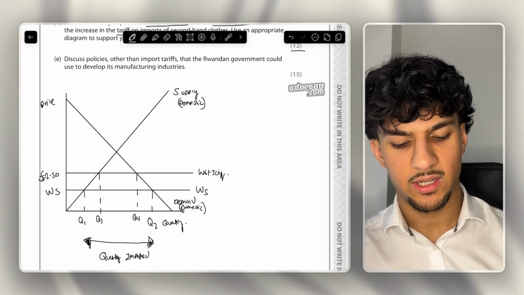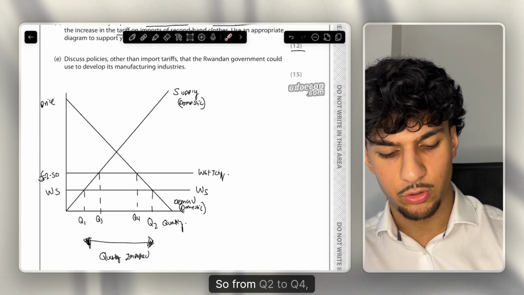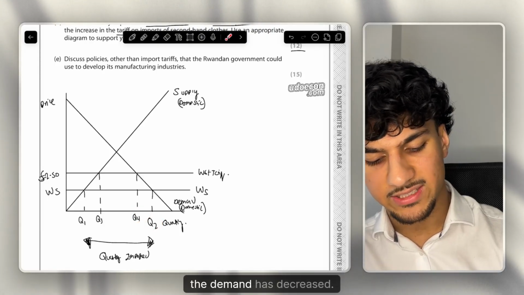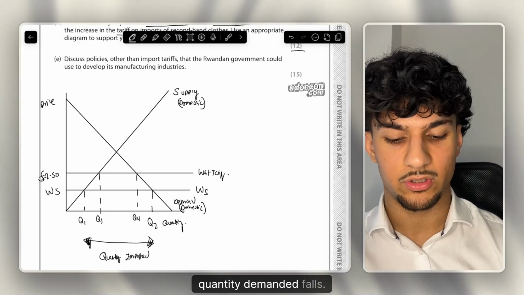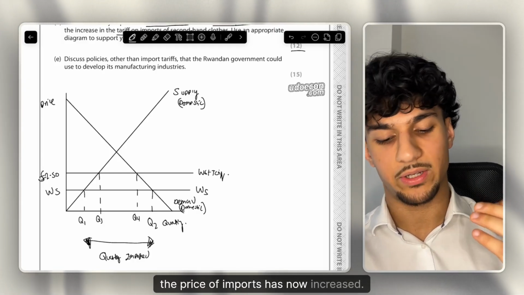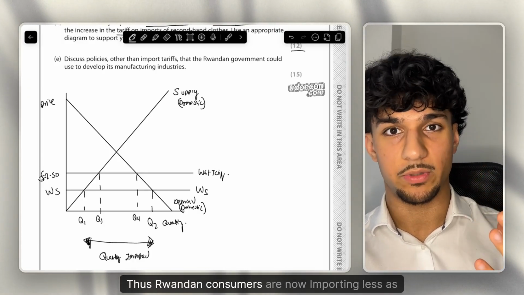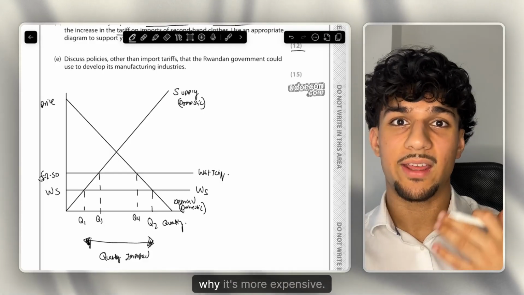Now let's think about demand. We have a contraction in demand here, so from Q2 to Q4, the demand has decreased. Why is that? Like I said, inverse law of demand: when price increases, quantity demanded falls. And the price of imports has now increased. Thus, Rwandan consumers are now importing less, as it's more expensive.